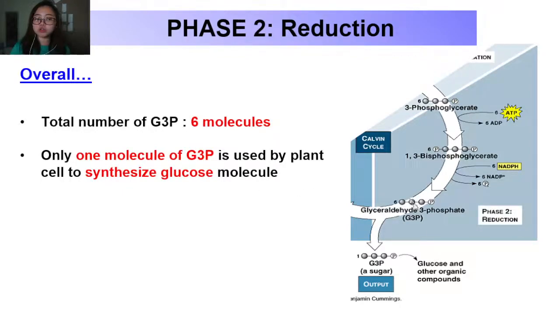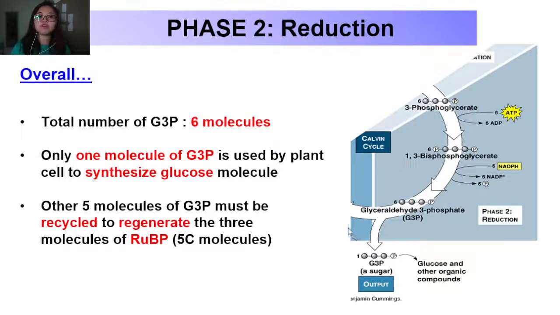Only 1 molecule of G3P will be used by the plant cell to synthesize glucose molecule. Satu sahaja daripada 6 ini akan digunakan untuk menghasilkan glukos. Yang lain akan pergi kepada fasa ketiga. The other 5 must be recycled to regenerate the 3 molecules of RUBP in phase 3.